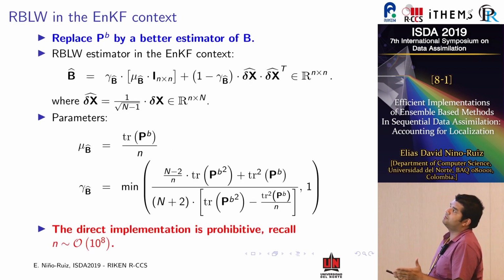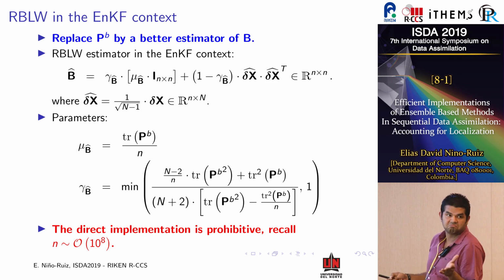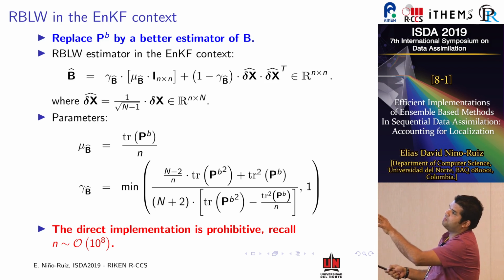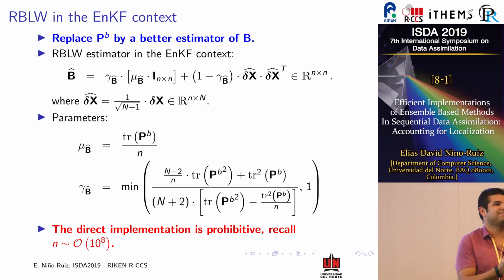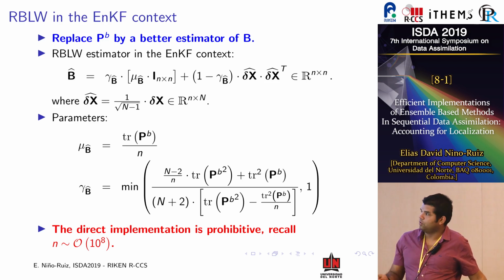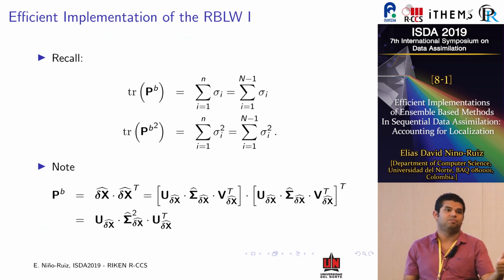So we can just think that if I have no prior information, I will use my target matrix as the trace of PB divided by n, okay? And then I have the gamma values, and then I just plug in everything and I can obtain my estimator. But the issue is that the direct implementation is prohibitive, right? Because the dimension of the model state is very huge. It's very large. We need to look for an alternative in order to compute the components mu and gamma.